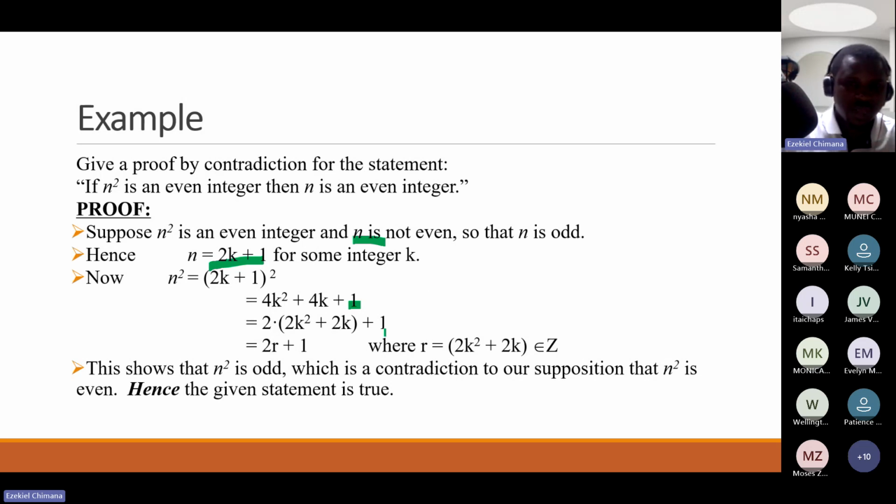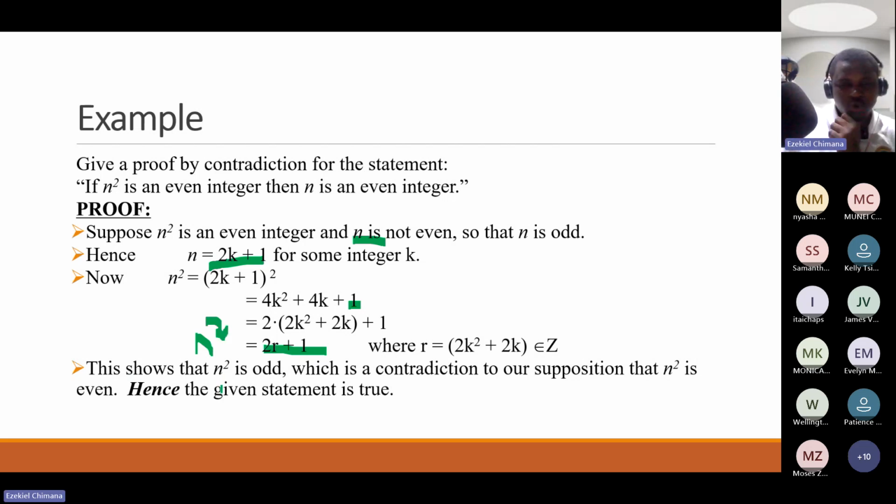After that, if you look at these terms, you have got a common factor, which is 2. If you factor out the 2, you're going to get 2 times (2k squared plus 2k), and then plus 1. If you look at that, you are going to get 2r plus 1 as a form of what? Of an odd number, right? So n squared has been shown to be an odd number.